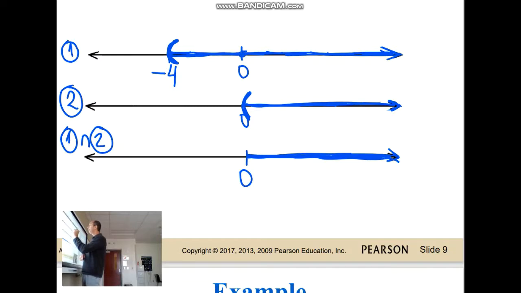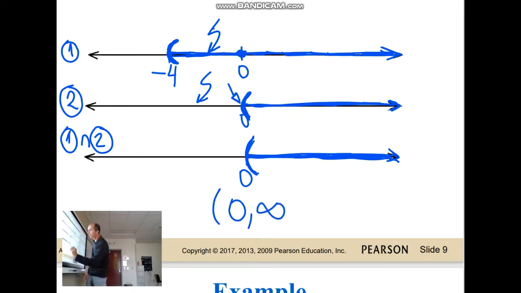Both have this set of numbers on the right hand side of 0, greater than 0. 0 is not included in either set, so we will represent it with this parenthesis, that means 0 is not included. And everything less than 0 shows up only on the first one, not on the second one, so we're not including it because it's not common to both. This is the result. And we can represent it using interval notation, from 0 to positive infinity.